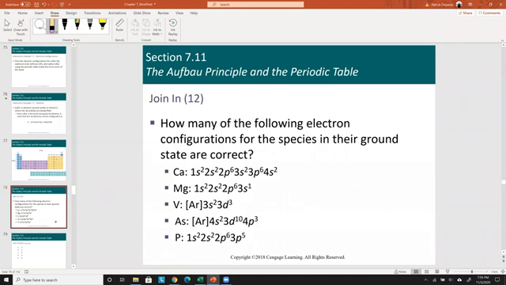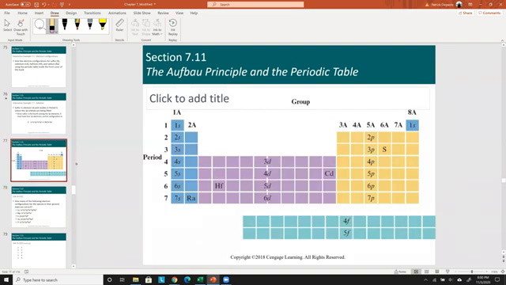Let's see, how many of the following electron configurations are correct? Oh, this is a good one. Let's just see if they make sense first. Calcium we did already in the previous example, where you have 1s2, 2s2, 2p6, 3s2, 3p6, 4s2. That makes sense to me, and calcium is right here in 4s2.